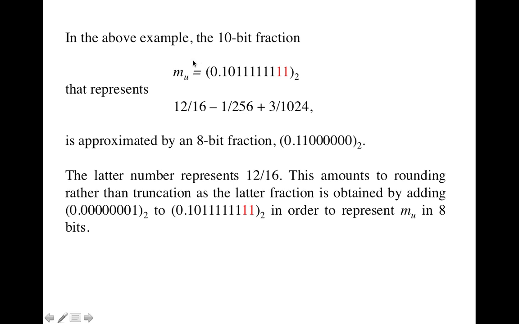So here's an example. We have a 10-bit fraction, and the 8 bits are here, and these 2 red bits are the remaining 2 bits. In other words, r is equal to 2 in this situation. So this number is what we wrote before. This is basically 12 over 16 minus 1 over 256, what this number is. And then plus 3 over 1024, which these two ones collectively represent. And we simply round this to this number, which is what we concluded earlier.